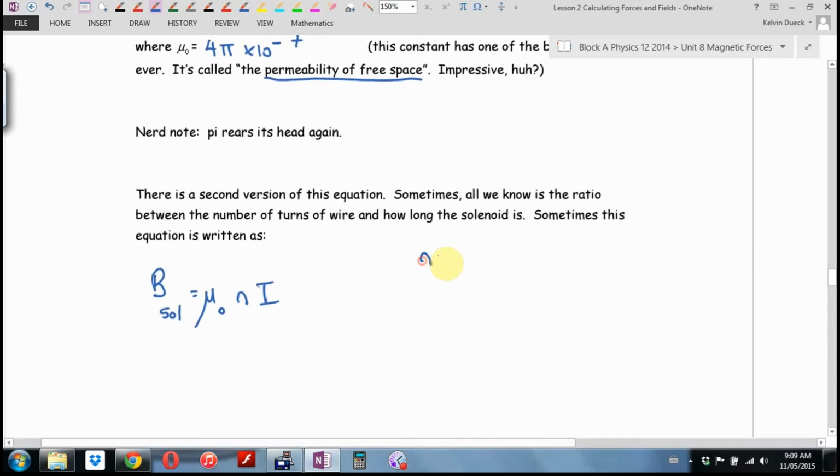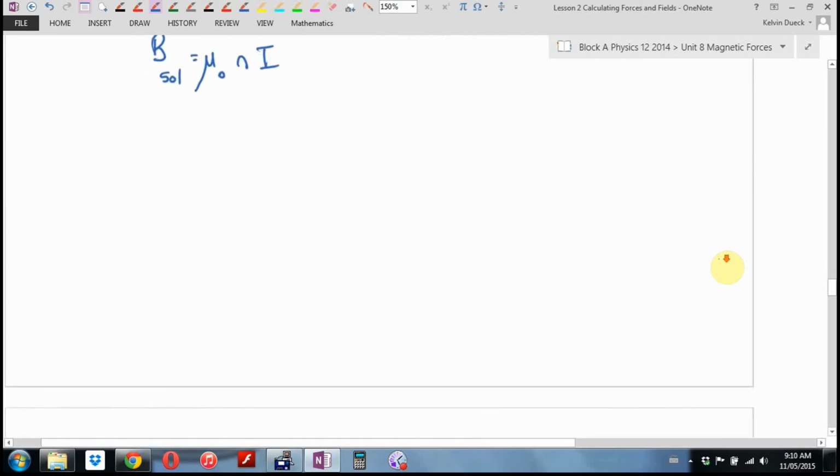Where n is the number of turns per meter. These look very confusing. They're not. They're mostly plug and chug. Let's start applying some of this.